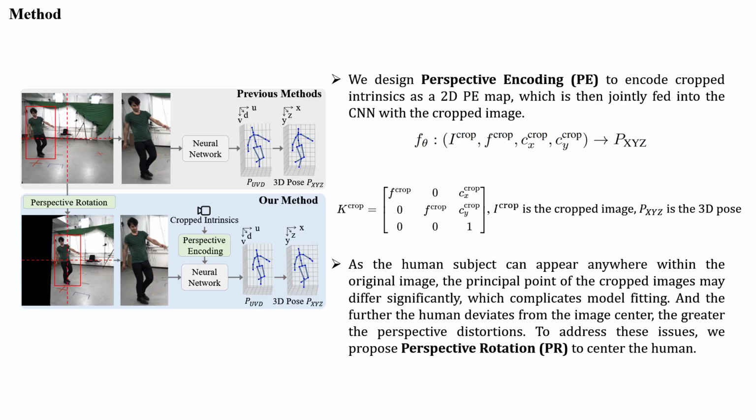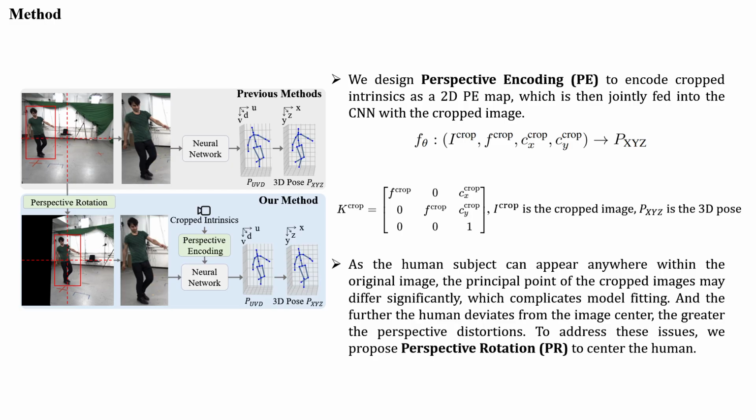In this work, we propose a new 3D HPE framework. First, considering the importance of camera intrinsics, we introduce perspective encoding, PE, to encode the cropped intrinsics, including the focal length and the principal point coordinates, as a 2D map. This map is then fed into the neural network together with the cropped image. In this way, the network learns to map the cropped image I_crop, the focal length f_crop, and the principal point coordinates cx, cy to 3D joint positions p_xyz.